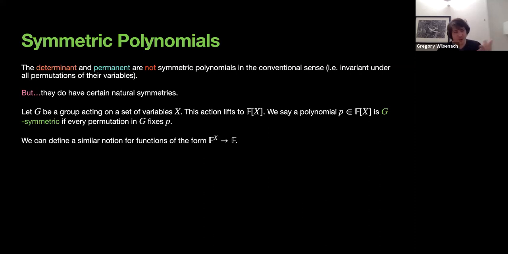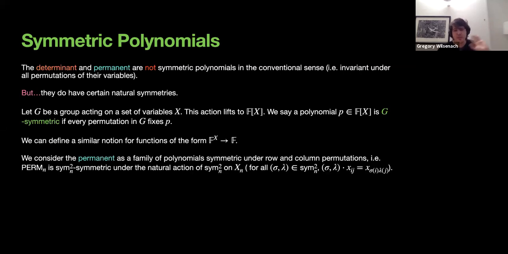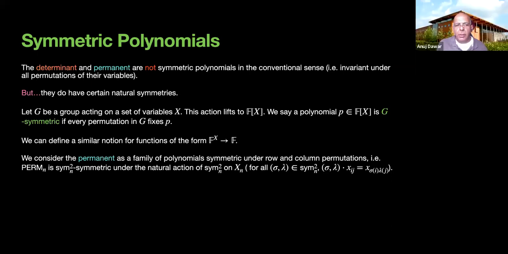Before I say that, let me say that we can define a similar notion for functions. We often go between the two. So the permanent, as I said, isn't symmetric in the strong sense, but it does have certain natural symmetries. Oh, sure, yeah. What is a permutation in a group? Let G be a group acting on the variables. By "every" I just mean every element in G fixes P. In other words, if you take every element in G and act it on P, it fixes P. So for every sigma in G, sigma P equals P. So maybe a group acting on a set of variables just means you're treating the group as a permutation group on X. Okay, so you just mean applying the group action to every variable. Exactly.